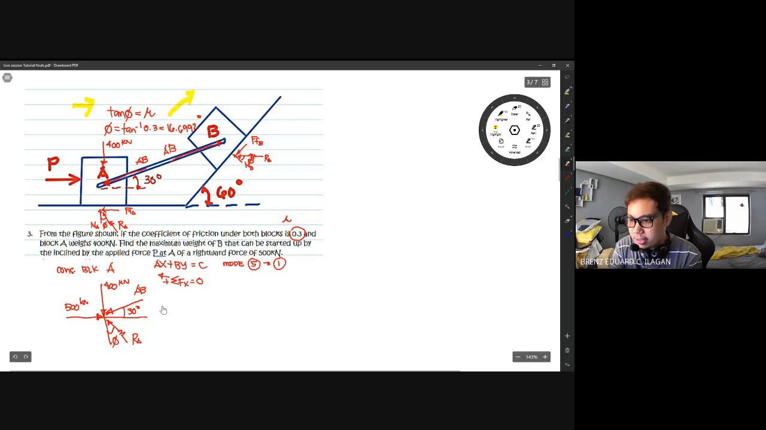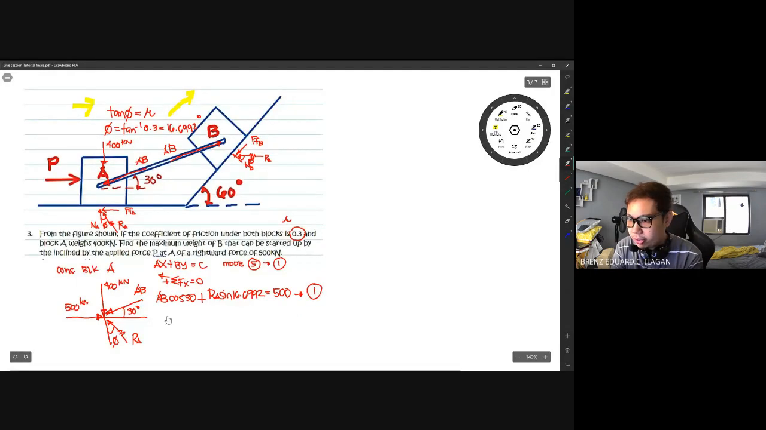C represents the constants. So AB, so that is cosine 30. Okay? So plus, kasi ang X component niya is papunta rin sa kaliwa. RA, so that will be sine of 16.6992, and then minus, kasi pakanan to, so transpose ko sa kabila para maging positive. So equals to 500. So this will be our equation number 1.